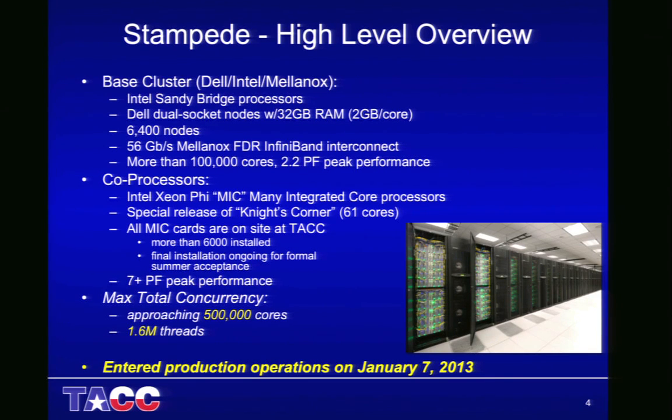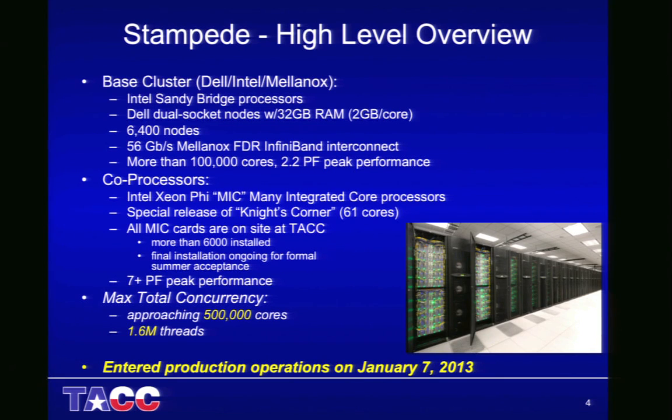And just to give you a feel for the level of concurrency on this system. Obviously, traditional MPI, we have over 100,000 cores for just the Sandy Bridge part. The MICs have 61 cores. We have 6,400 of those. But to keep them busy, you can use up to a maximum of 4 threads per core. So we're looking at about 500,000 physical cores on the system, but if you do the extra threads per core on the MIC, then you're approaching about 1.6 million threads on the system for total concurrency.